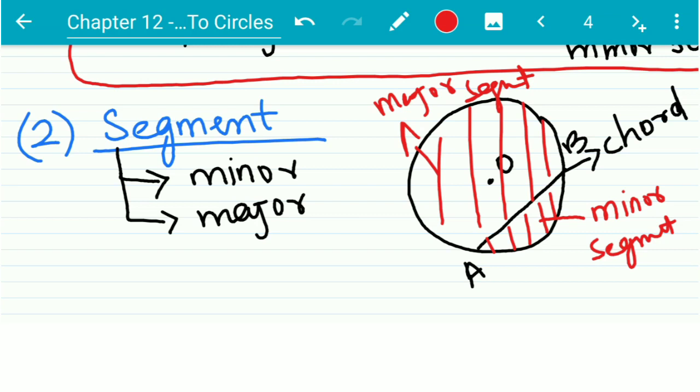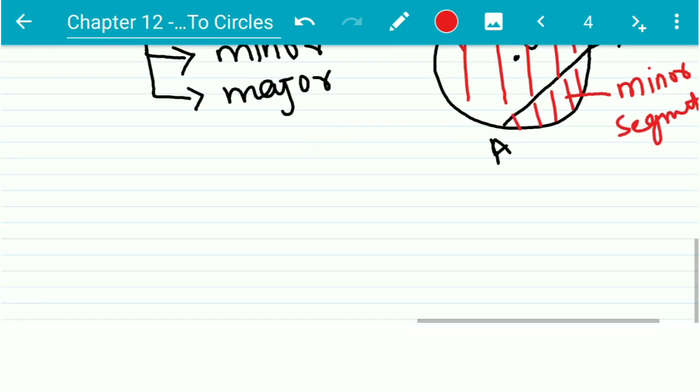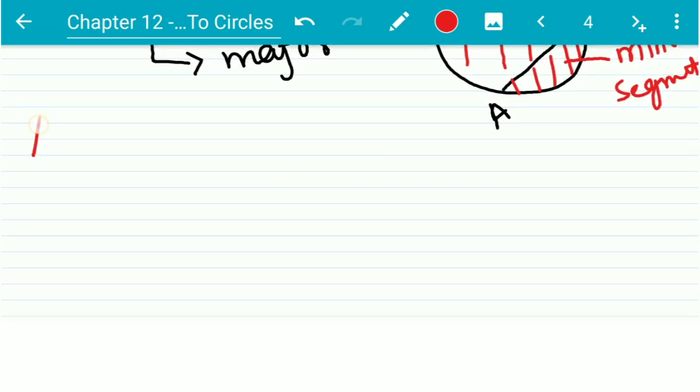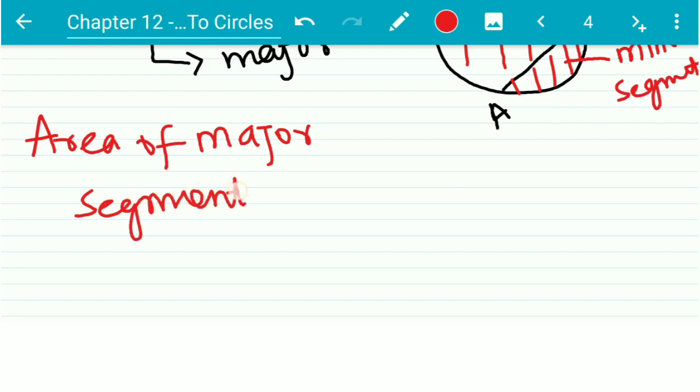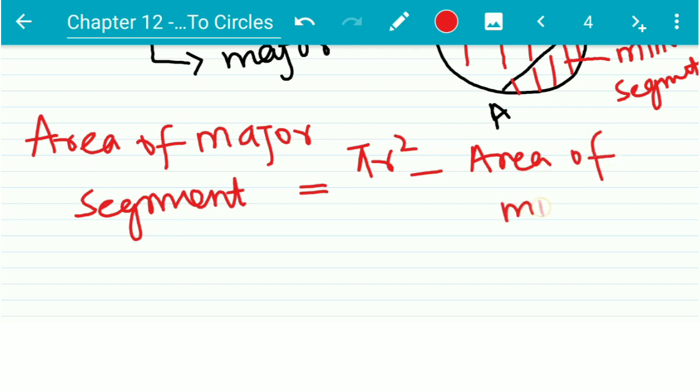Okay. So segment is separated by what? A chord. Here the chord is AB, chord AB. Minor segment and major segment. Now we'll write one note on segment. How to find the area of a segment. So write, area of major segment is equal to pi r square minus area of minor segment.